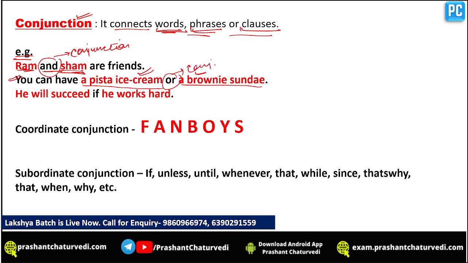It can connect two or more than two different clauses. So example number 3 tells us about the connecting of clauses. "He will succeed" is clause number 1 and "he works hard" is clause number 2. These two clauses are connected with "if". So "if" is also a type of conjunction, which is connecting two different clauses. Clear? So the definition of conjunction is clear.